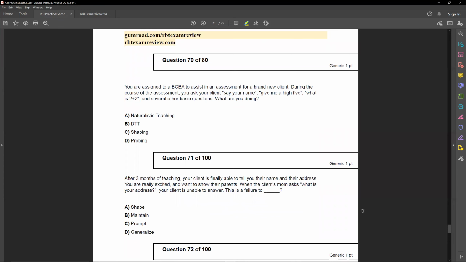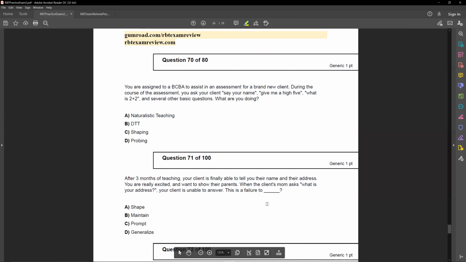Okay, so pretty common scenario. You teach a skill, you get really excited because you've succeeded in teaching your client a skill, you know they can do it, and then when they're asked to do it in front of somebody else or in a different environment, they all of a sudden cannot. So what is that a failure to do? Is it shape, maintain, prompt, or generalize?